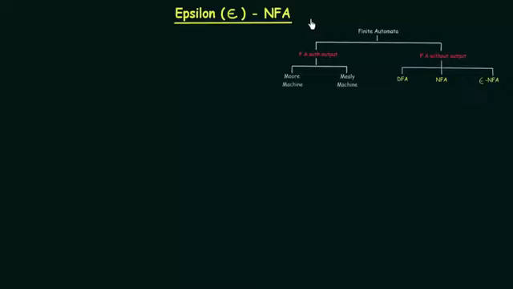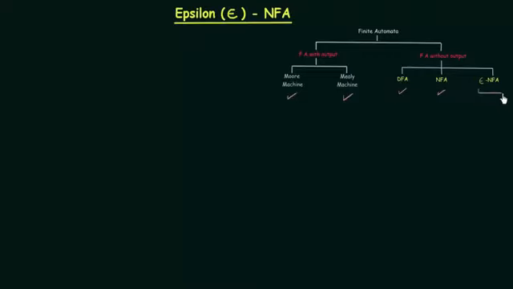Till now in this lecture series we have been studying finite automata, and under finite automata we have seen finite automata with output and finite automata without output. In finite automata with output we have already studied the Moore machine and Mealy machine, and we also studied how to convert one to the other. Under finite automata without output, we have already studied DFA and NFA, and we also studied how to convert one to the other.